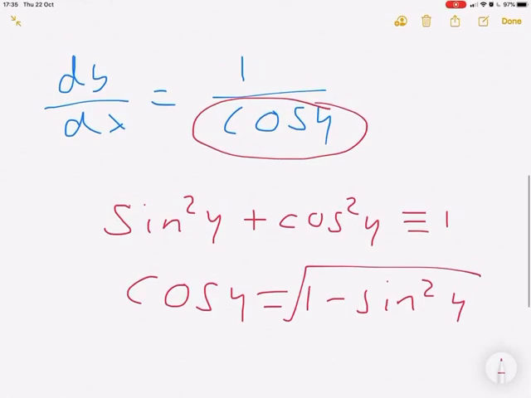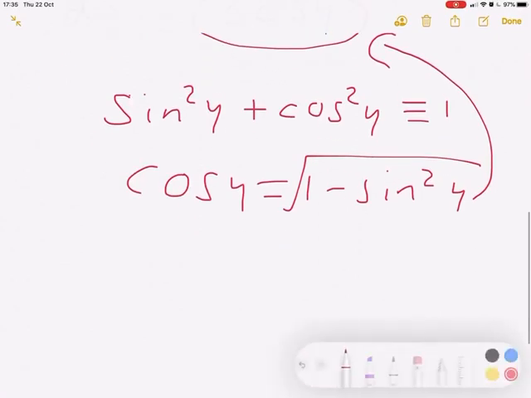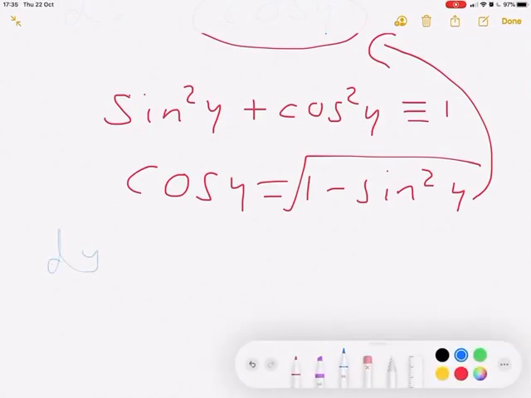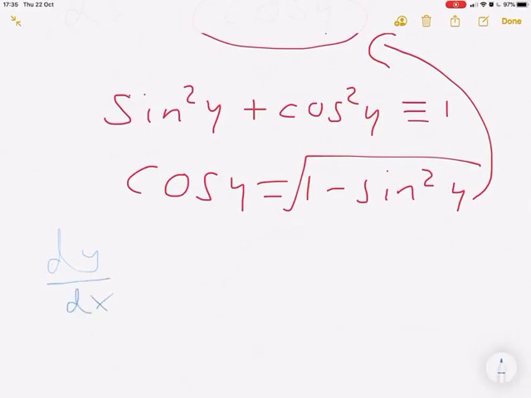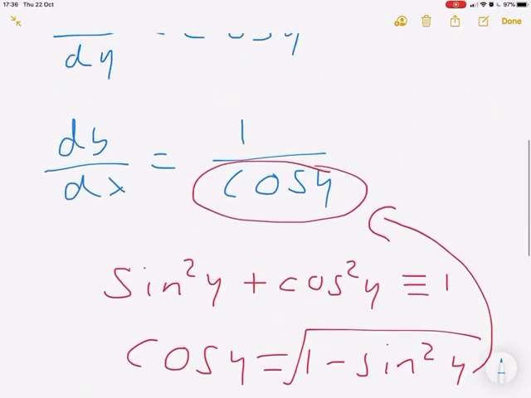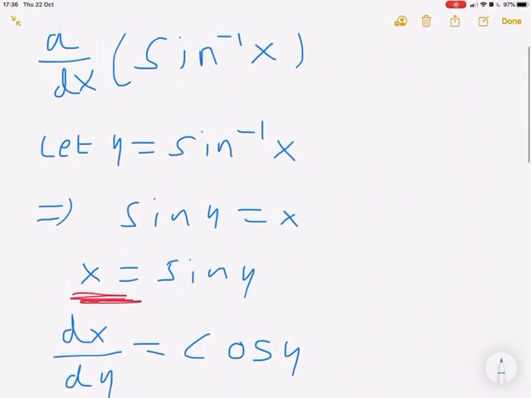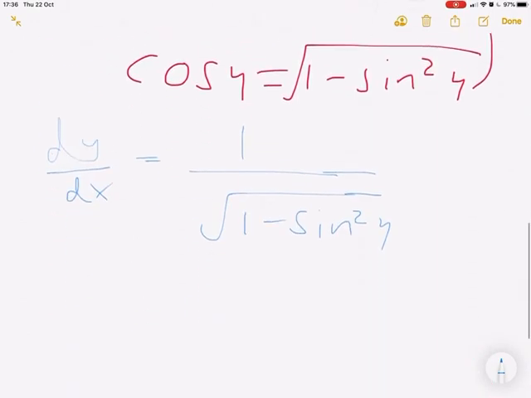Now, all we're doing is we're putting this guy into there. Okay, so dy/dx is equal to 1 over the square root of 1 minus sine squared y. Now, don't panic, because we're nearly done now. What did I say in the beginning? I said that x is equal to sine y, right? Yep, so you know what that means.